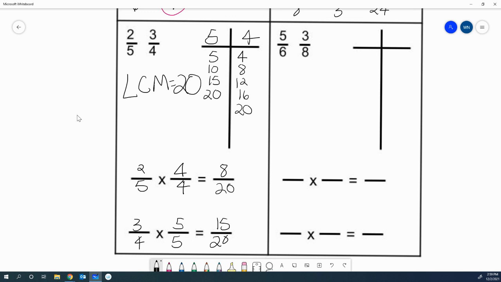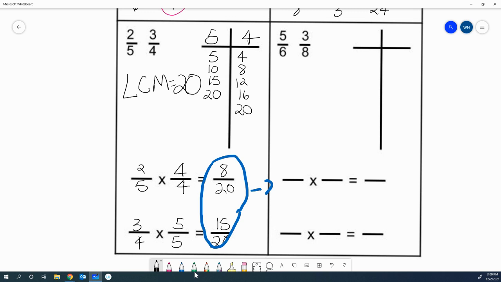For this last problem, we've got 5/6 and 3/8. I want you to do this one completely on your own. In the answer box, I am looking for the 2 equivalent fractions. So when you're done, you're going to put your two equivalent fractions. So this is the answer that I'm looking for, but over there. Don't circle yours, but solve the last one and put your answers in the box.